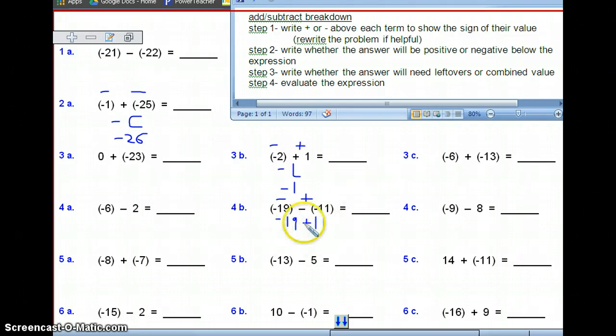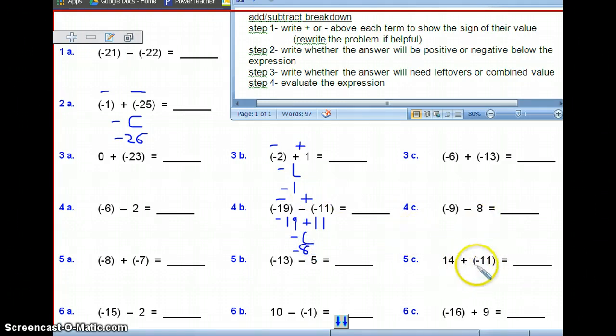Now when I do that, we're just like the one above it. We're seeing the stronger one is going to determine the sign. So 19 is stronger than 11, so it will be a negative answer. And they will be working against each other, so I will be looking for leftovers. So my answer in this case will be the negative, and the difference between 19 and 11 is 8. So that's a good example of that one.